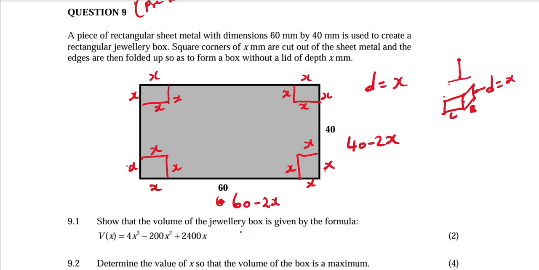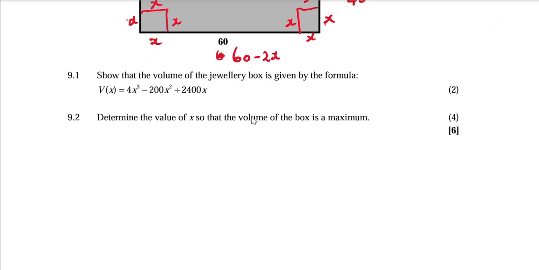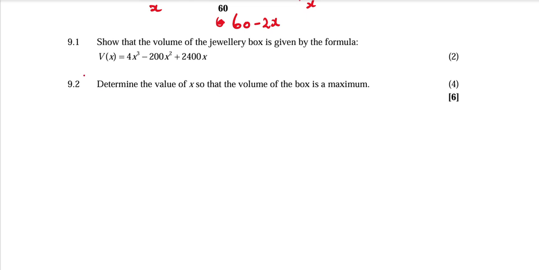So okay, now they say show that the volume of the jewelry box is given by the formula. This is our formula. First of all, let's work it out, and then we're gonna see whether it will be the same as that one or not. And then here we go. Let's say 9.1, the volume of a rectangular box is equal to what?